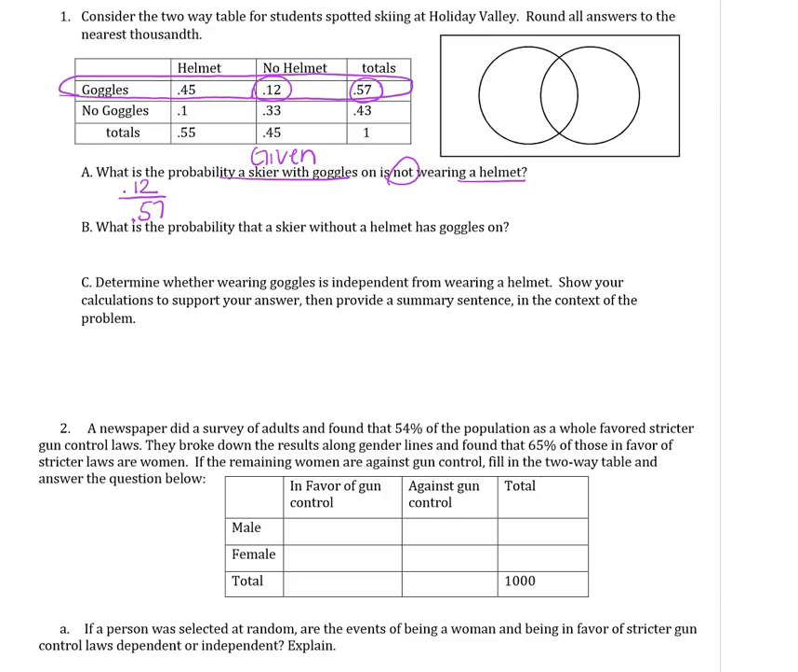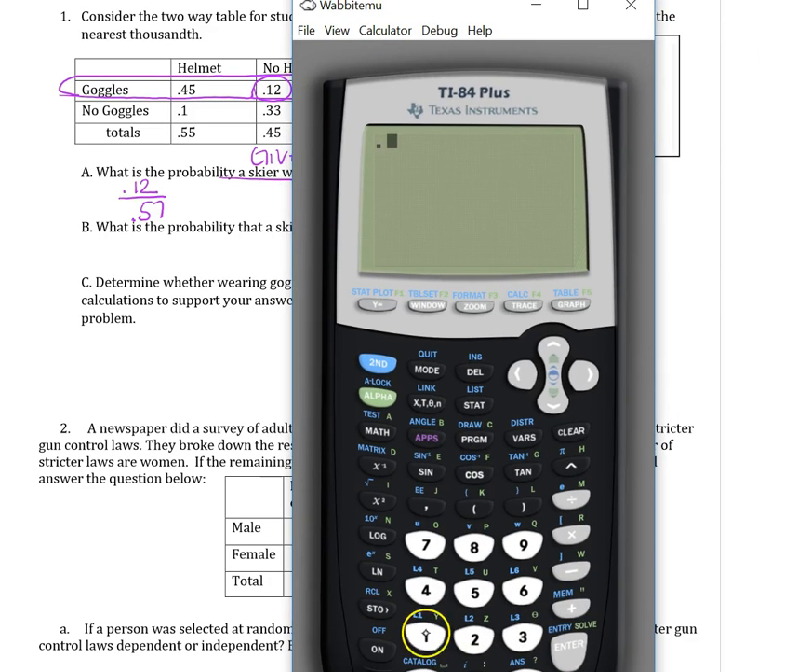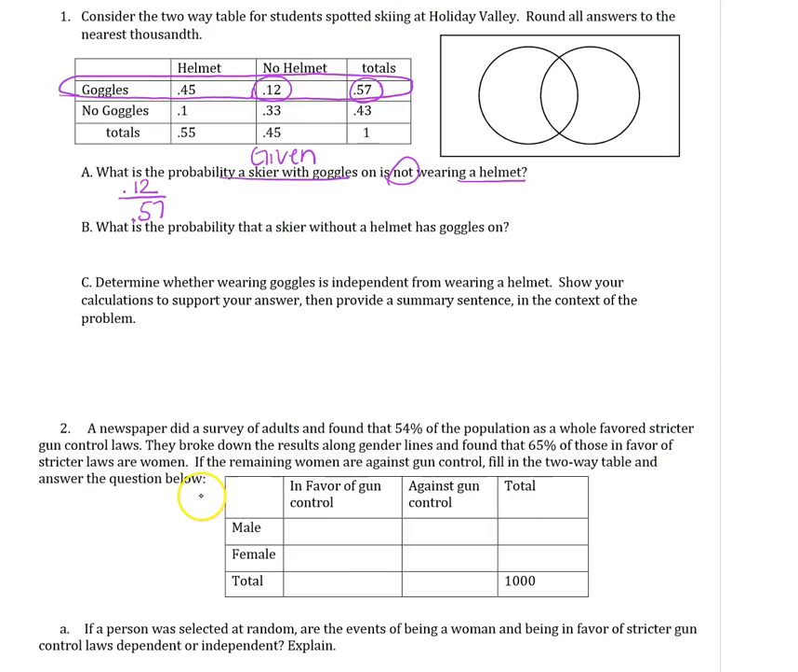Okay, so in your calculator, we divide these. Okay, so 3 or 4 decimals is sufficient. I'll just do 3, but you can do 4 for statistics. Oh, and in this case, it says round all answers to the nearest thousands. So that's a good indicator to do 3 decimals. Okay, so 0.211.